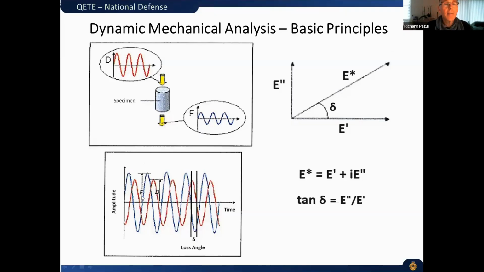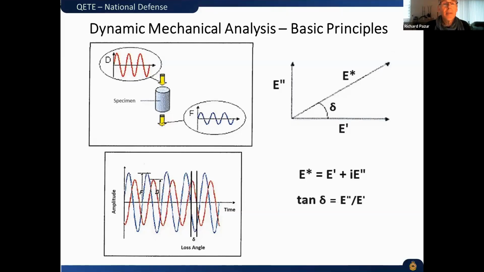So if you look at this graph below, you can see that the lag between them is called the loss angle. Now, loss angle is related to the amount of viscoelasticity that we have in the material. If the material was completely elastic, as I mentioned, those two curves would superimpose. If it was completely viscous, there would be a 90-degree phase difference between the two.